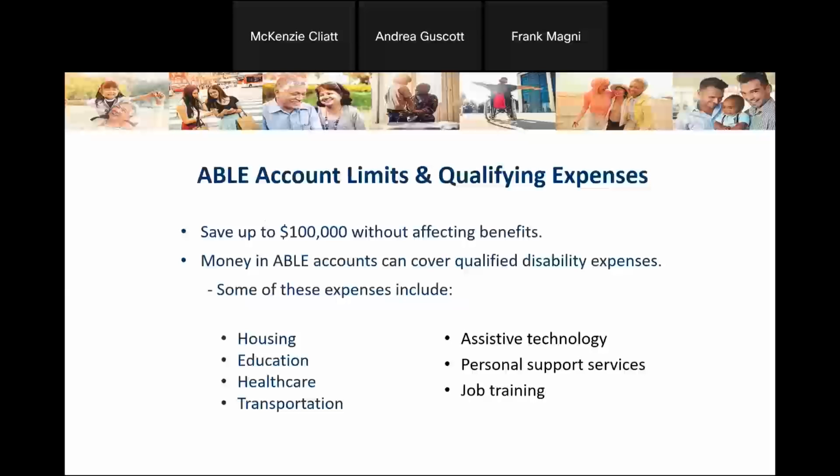As you can see, up to $100,000 can be set aside for somebody. And the money in ABLE accounts can be used towards housing, education, healthcare, transportation, everything that you see on the list here. It's a very large part of navigating this process, whether it be SSI, Medicaid, or the different programs that you can come in contact with when you encounter disability programs. And then finally, the next slide.